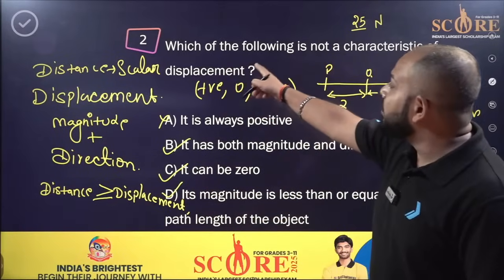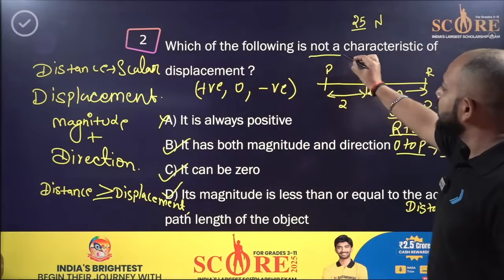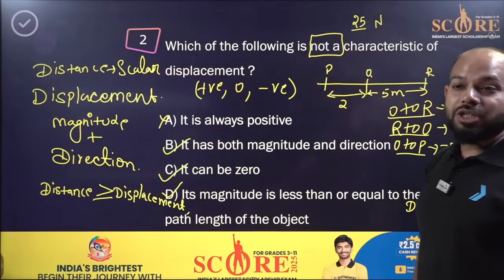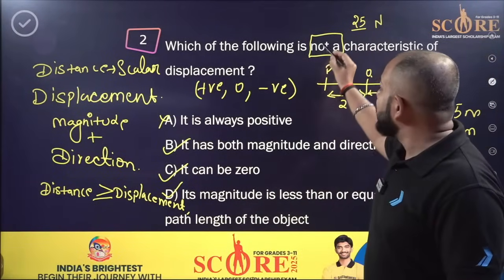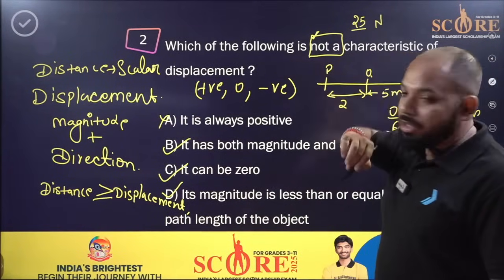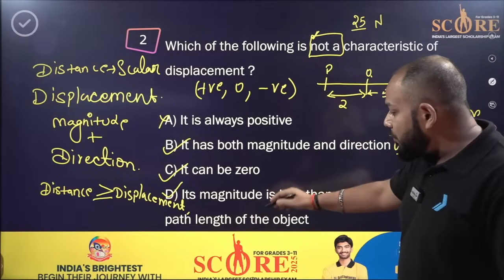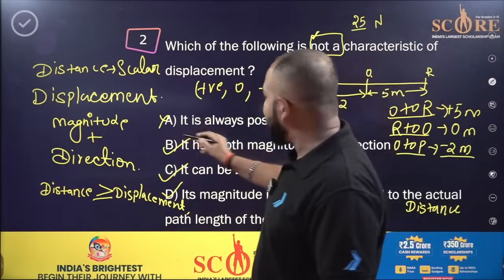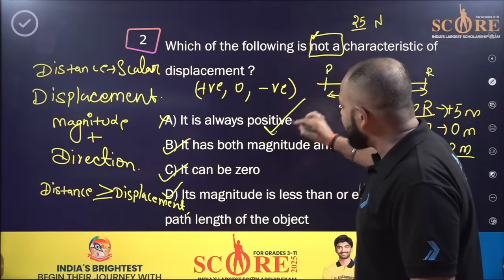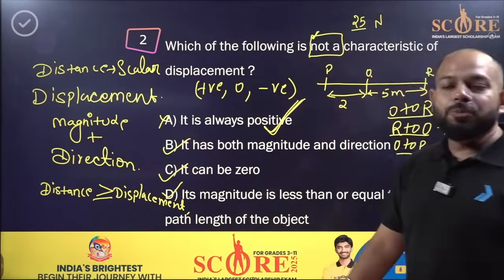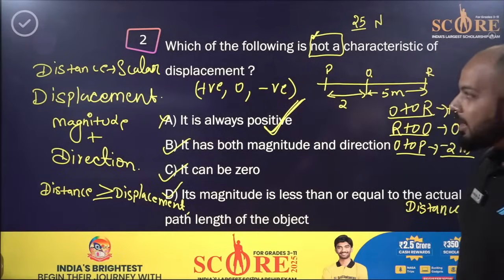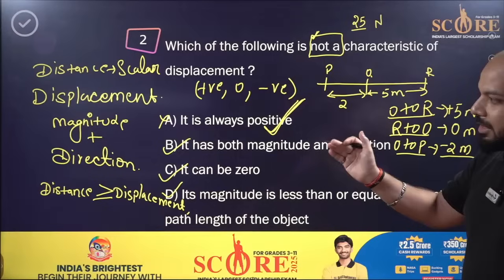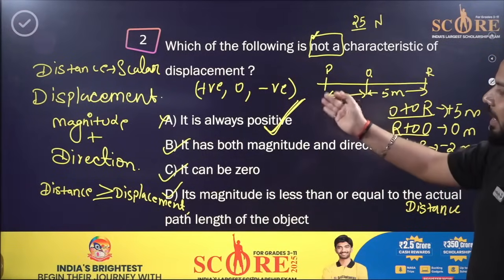Now what is the question asking? Which of the following is not correct? Just remember, in examinations we make many mistakes with terms like "not". So we have to find the incorrect one. All these three are correct, so this one is the incorrect one, and that is the correct answer for this question. I hope it's clear to everyone. Distance, displacement, magnitude, direction, positive, negative, 0.